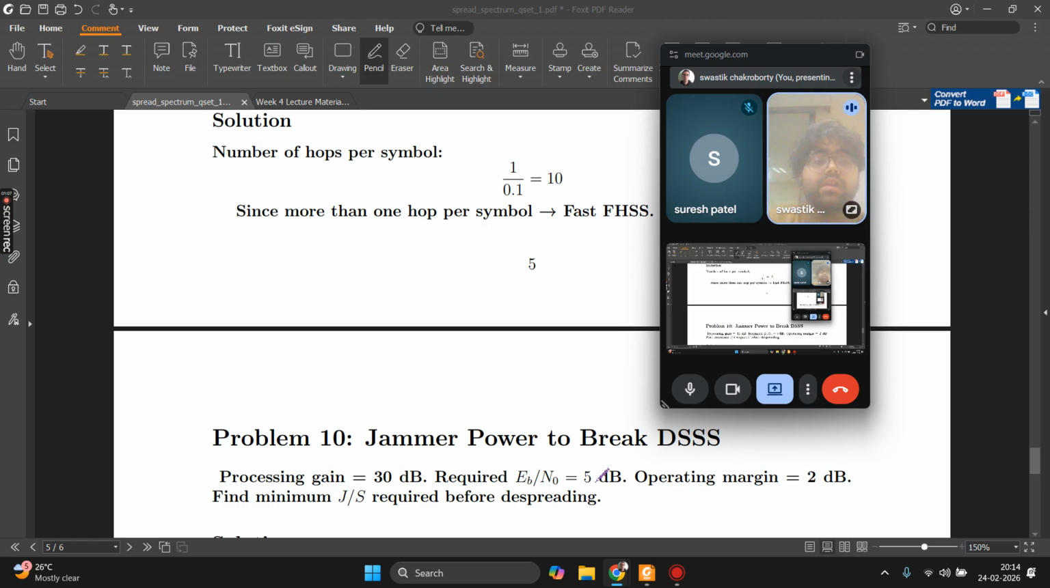for other unforeseen noises and fluctuations that you might have. You will need another 2 dB. So you need 7 dB. So find the minimum J/S with the 7 dB margin, the minimum J/S before despreading. Can you do that?